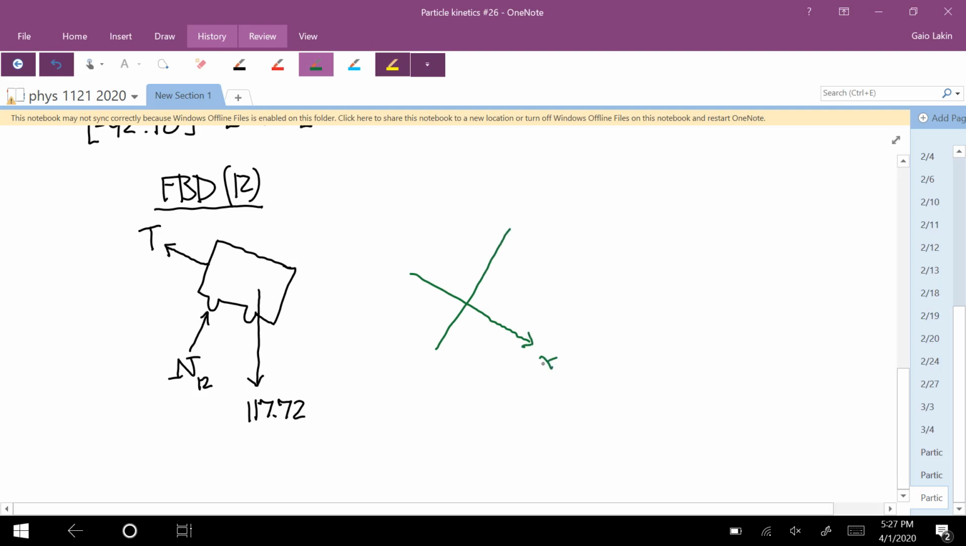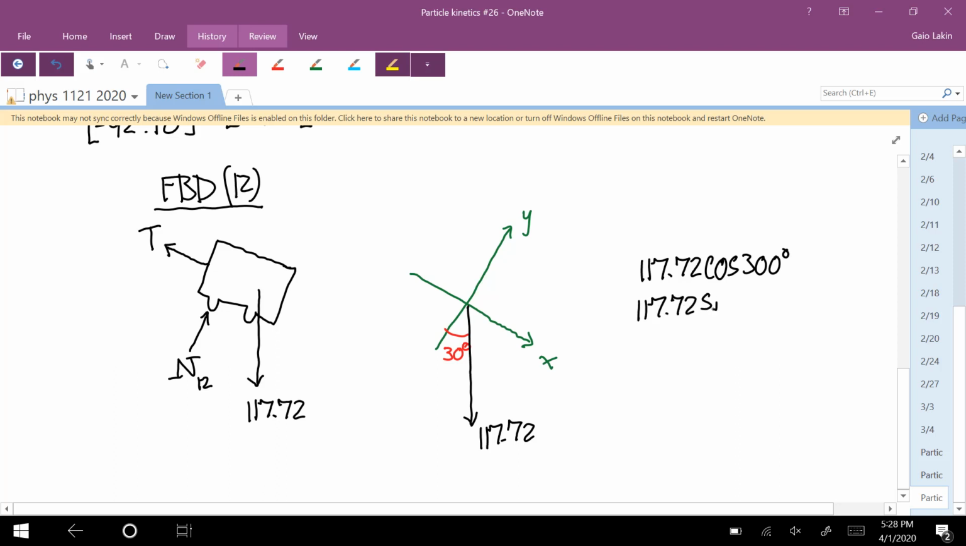So here's our coordinate system. There's x, there's y. The weight force is that with a magnitude of 117.72. And we know that this angle is 30 degrees. And so the theta that we have to use with the cosine and sine would be negative 60 or positive 300. And so that weight force vector is going to be 117.72 times cosine of 300, 117.72 times sine of 300.